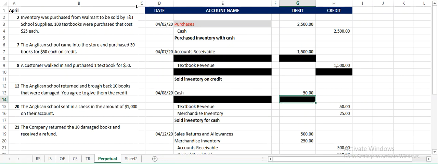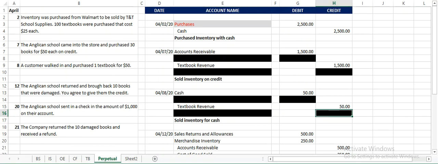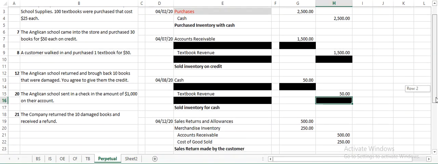Neither is that $25 that we're accounting for. Merchandise inventory, the exact same thing. Underneath this method, that doesn't even exist. And so we take those out, and the only transactions that should have been recorded on the periodic is cash, $50, textbook revenue, $50. Okay, and that's pretty much it for the 8th.